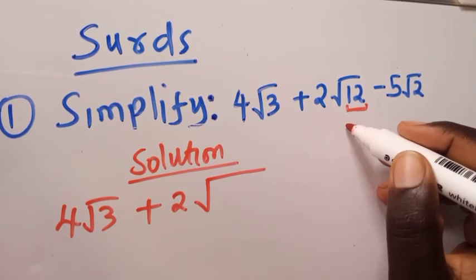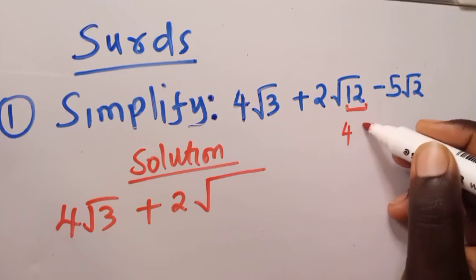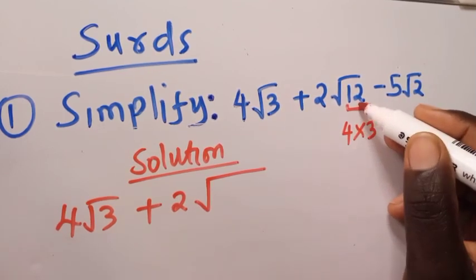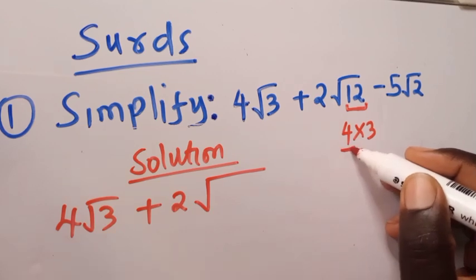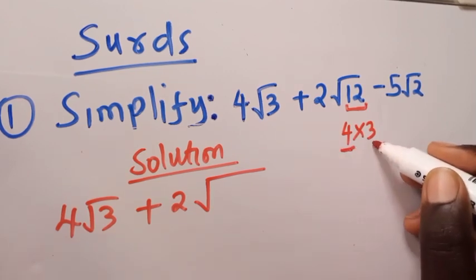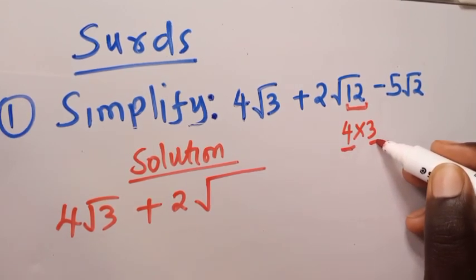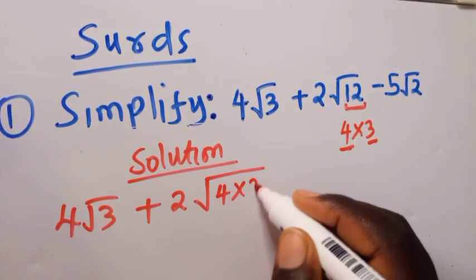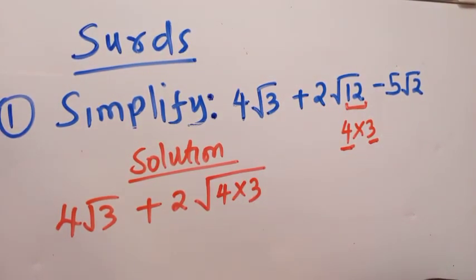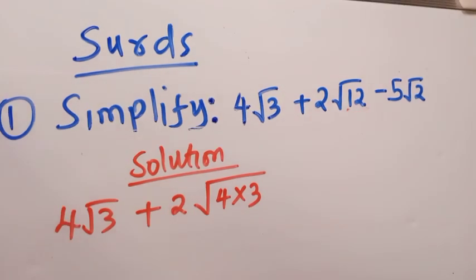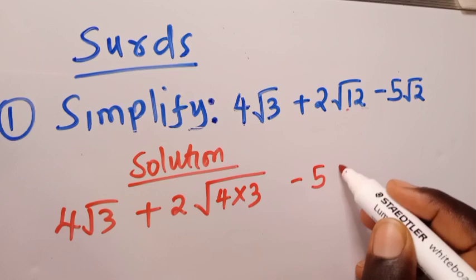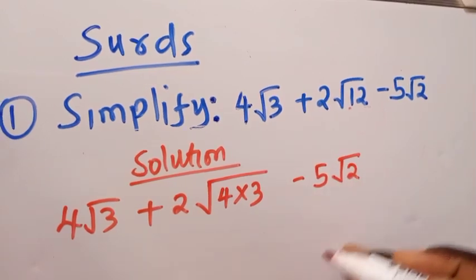So the 2 factors can be 4 and 3. Because 4 times 3 is 12. 4 has an exact square root. And 3 is a prime number. And therefore, in this case, we take 4 and 3. Then we have minus 5 root 2.